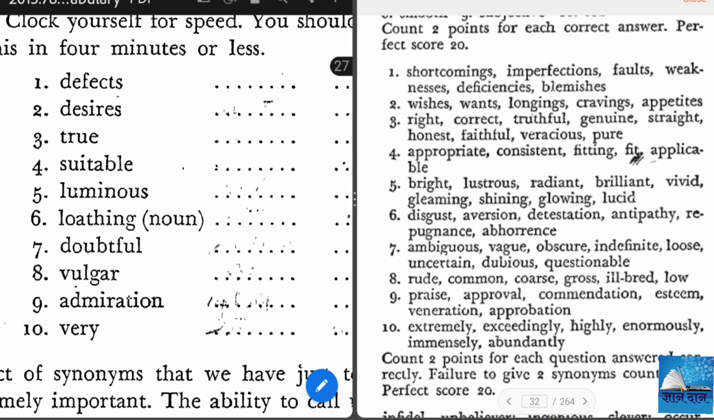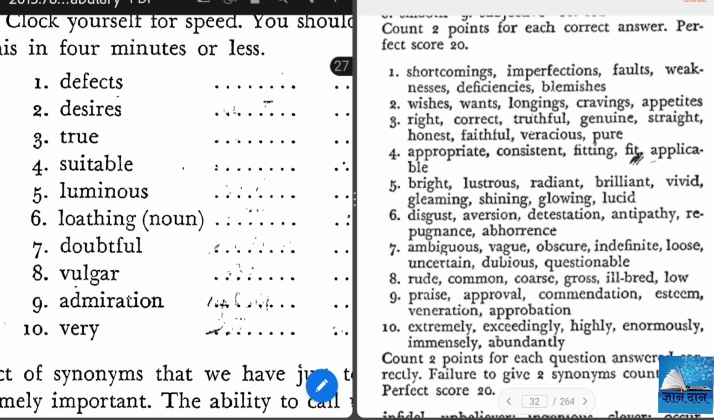Loathing, which is a noun. In this case, it could be disgust, aversion, detestation, antipathy, repugnance, abhorrence. Doubtful could relate to ambiguous, vague, obscure, indefinite, loose, uncertain, dubious, questionable. Vulgar could be rude, common, coarse, gross, ill-bred, or low.